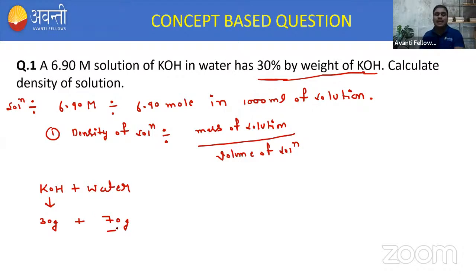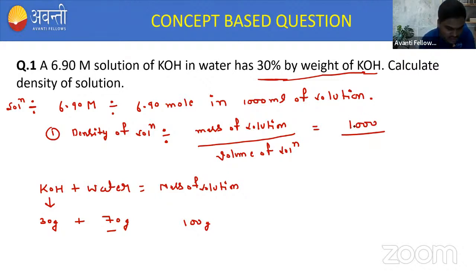So if I'm talking about the mass, the mass of the solute is 30, mass of the solvent is 70. So what is the mass of the solution? The mass of the solution comes out to be 30 plus 70, that is 100 gram. So mass of solution is equal to 100 gram. Okay, so density. Here the mass of the solution is 100 gram.